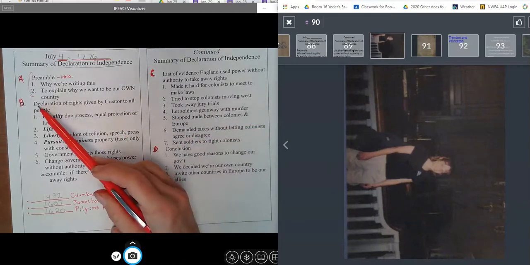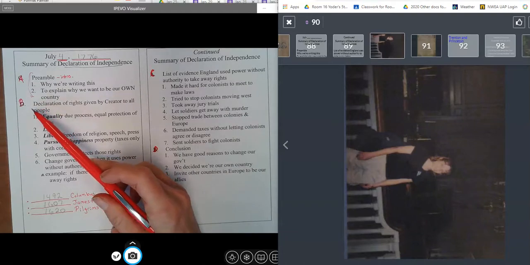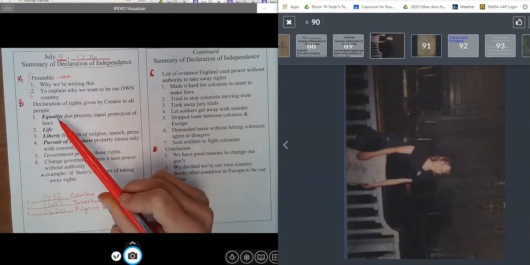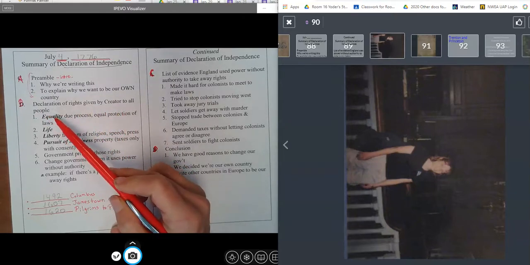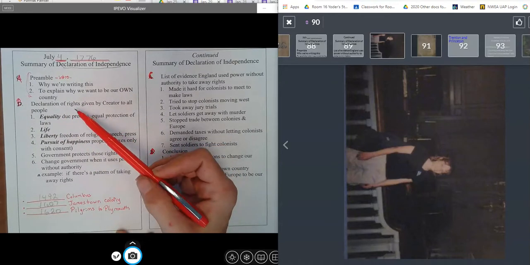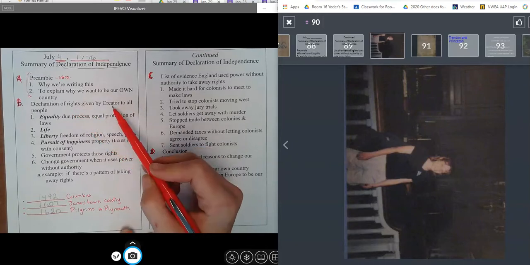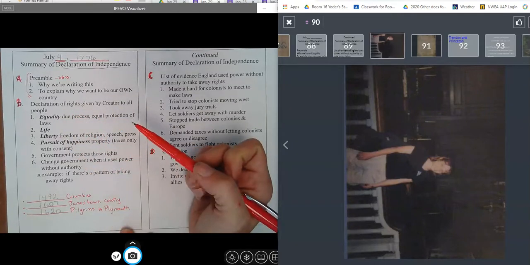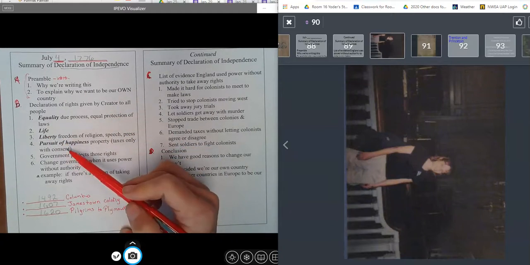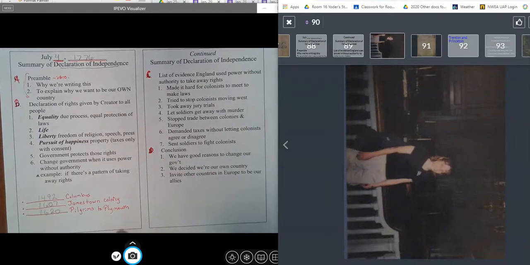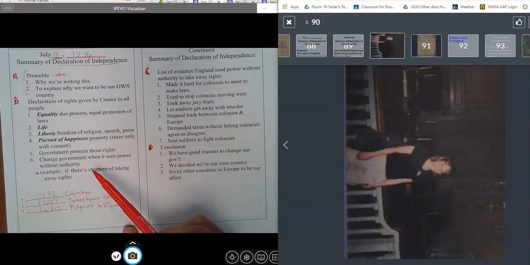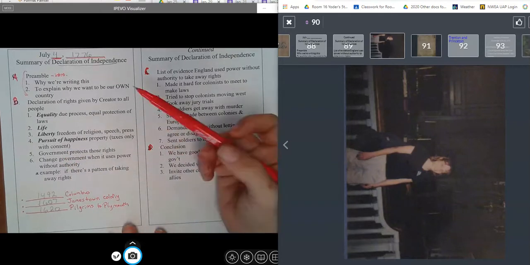This is where Thomas Jefferson and the rest of Continental Congress declared the rights that were given by the Creator to all people. This should sound familiar. This is the section that you have to memorize, that at least part of it is taken from it. We hold these truths to be self-evident, that all men are created equal, that they are endowed by their Creator with certain unalienable rights, that among these are life, liberty, and the pursuit of happiness, that to secure these rights, governments are instituted among men, deriving their just powers from the consent of the governed.